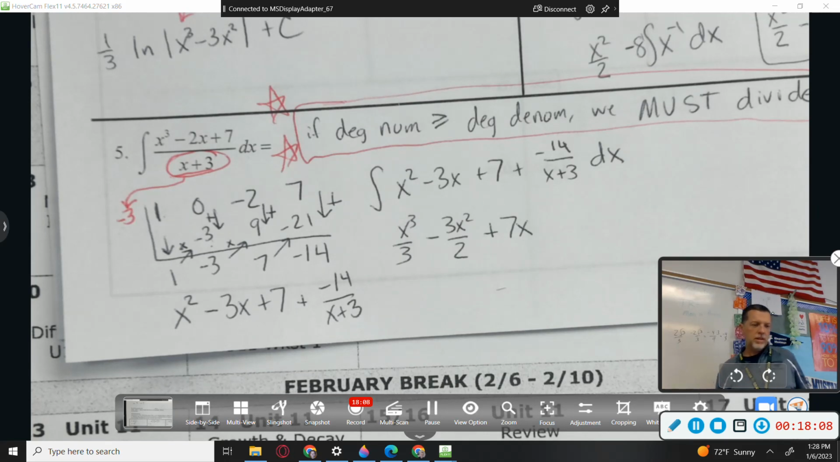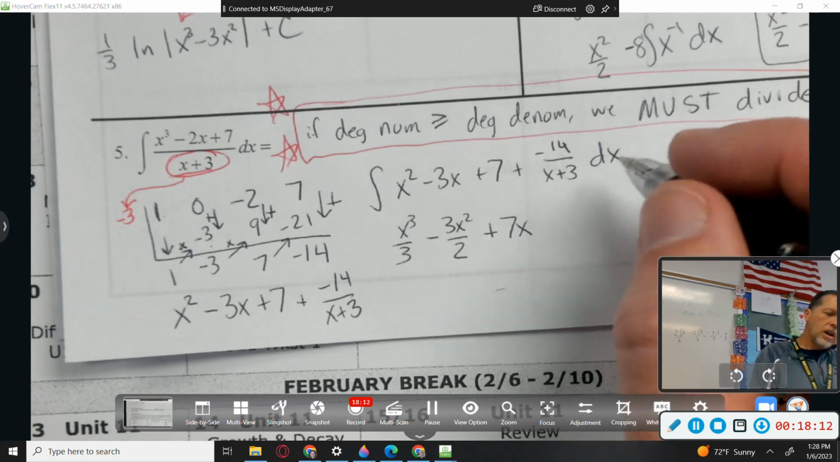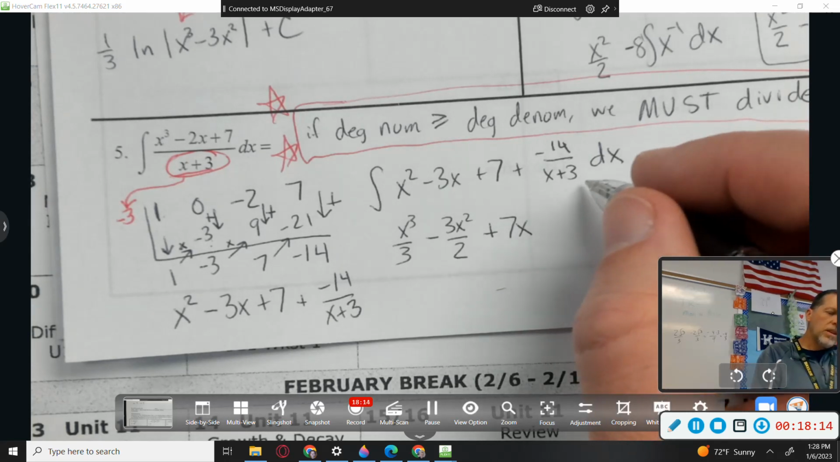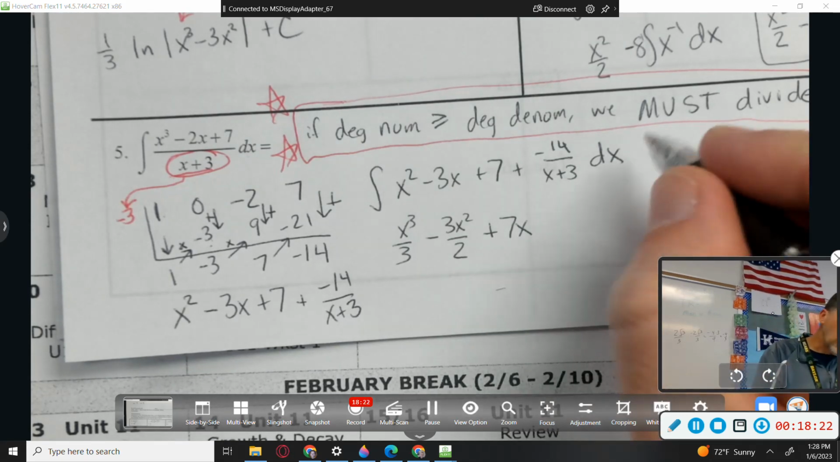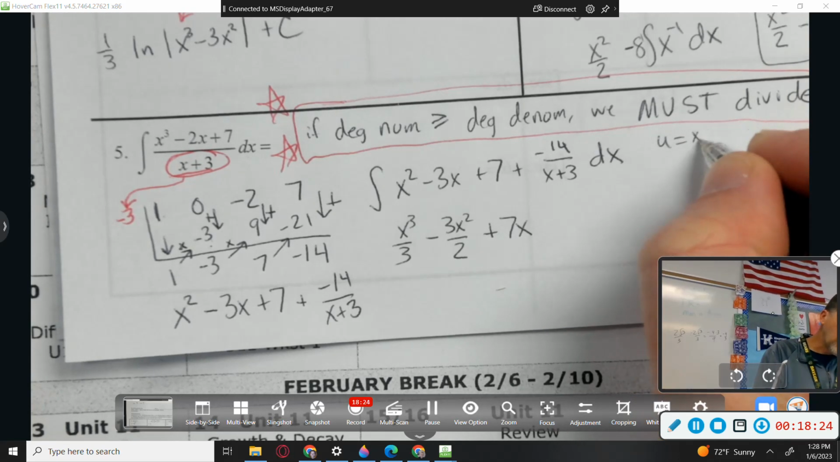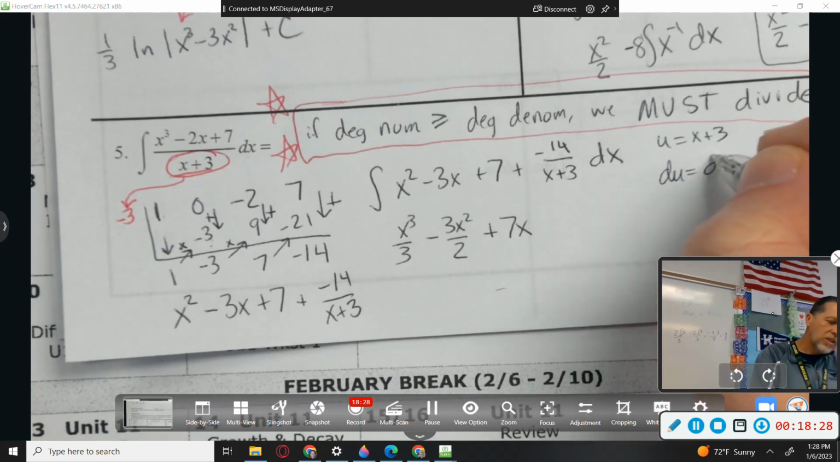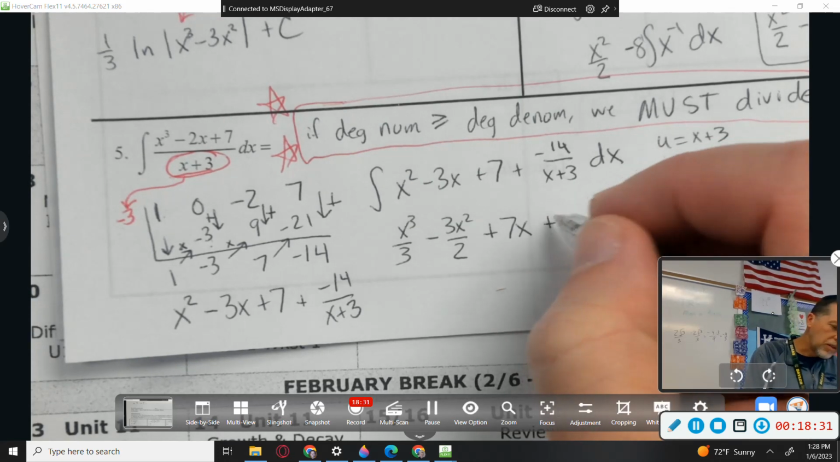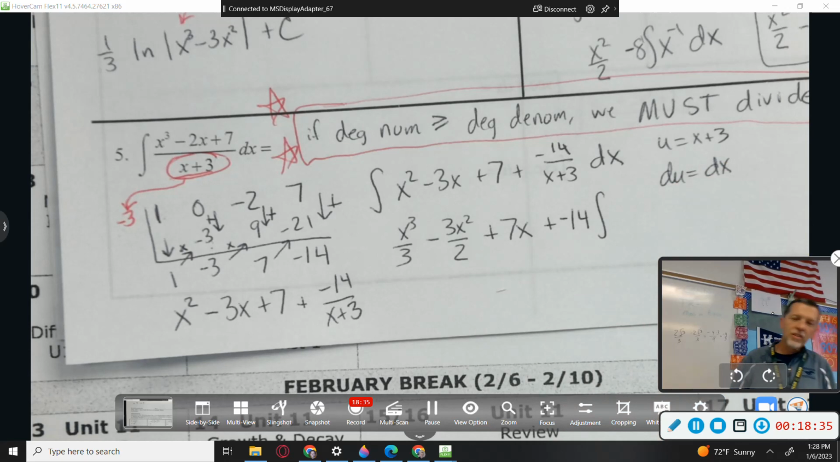We got to bring the x plus 3 up to the top. If I bring it up to the top, the power rule doesn't work because it's to the negative 1. But that reminds me that it's natural log. So you could let u be x plus 3. And then du is just dx. Maybe we should slow down here. I'm going to move the minus 14 out front so I don't have to worry about it.